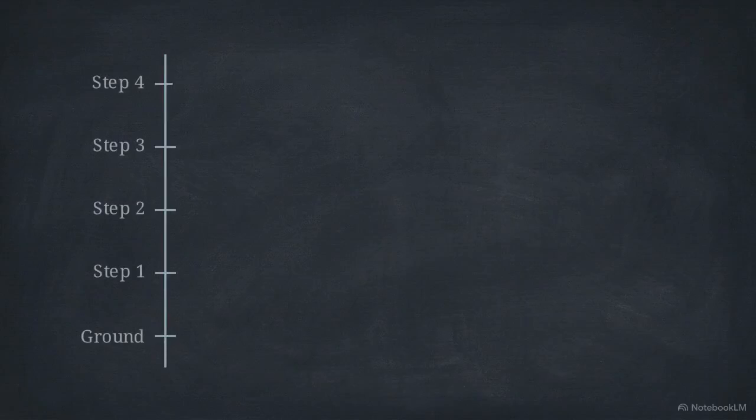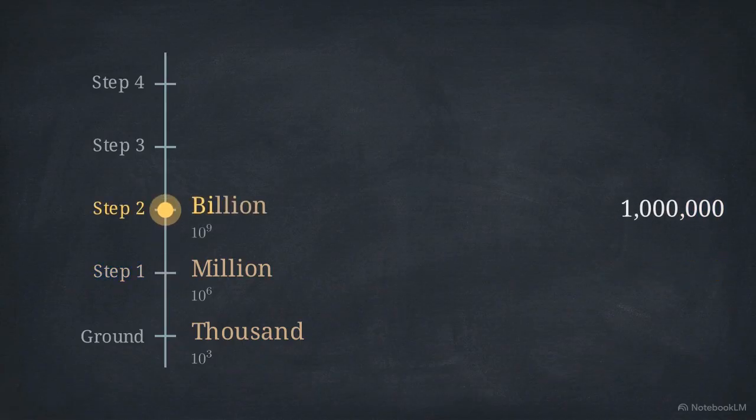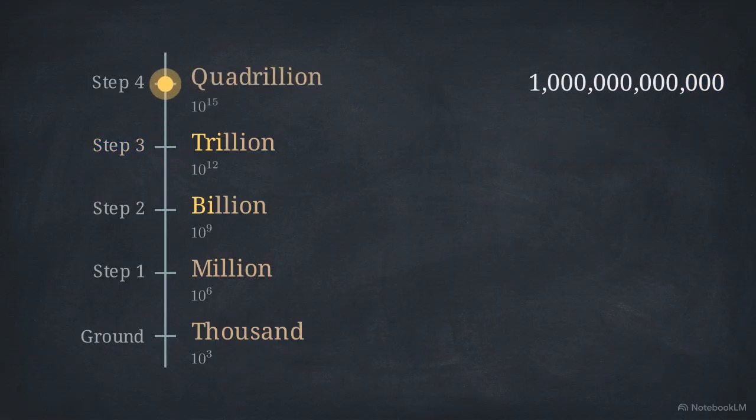This ladder tracks our progress. The ground floor is 1,000. The first step up is a million, marked by 6 zeros. Look at billion. The prefix bi means 2, signaling step 2 of the ladder, adding 3 more zeros. Tri means 3, so a trillion sits on step 3, carrying 12 zeros.